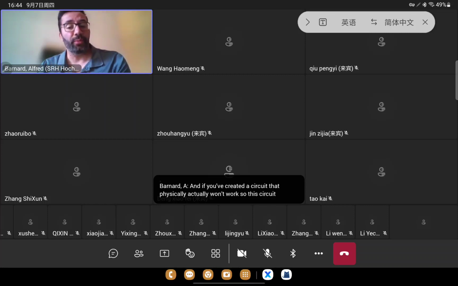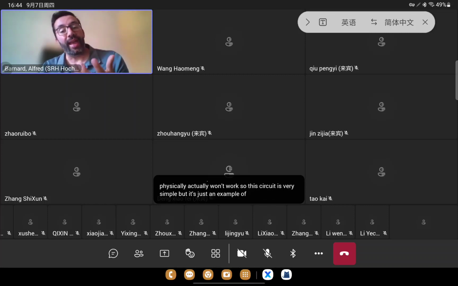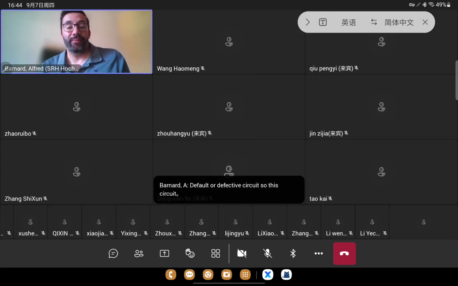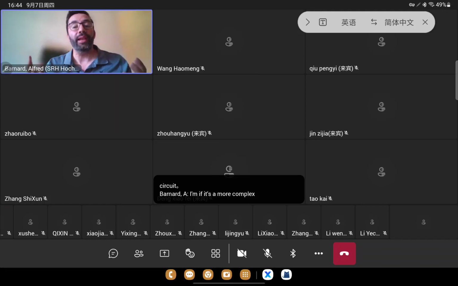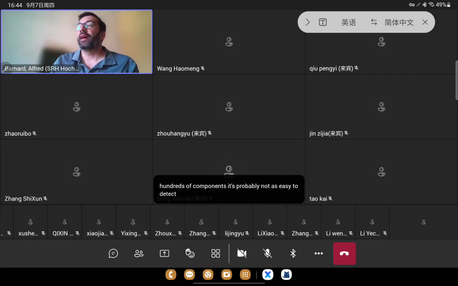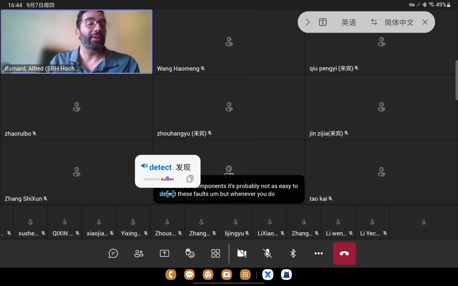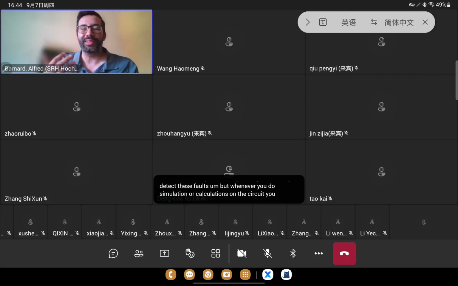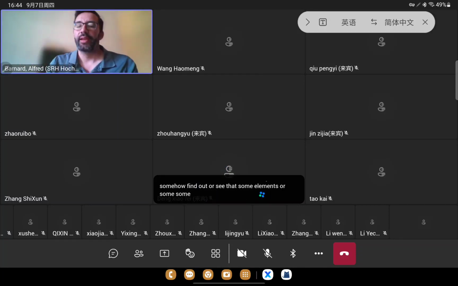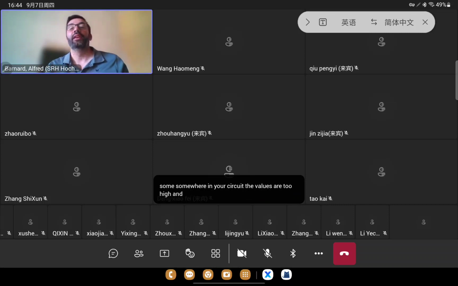So this circuit is very simple, but it's just an example of how you can accidentally create a faulty or defective circuit. If it's a more complex circuit with hundreds of components, it's probably not as easy to detect these faults. But whenever you do simulations or calculations on the circuit, you will somehow find out or see that somewhere in your circuit the values are too high, and then simply you'll have to find it by yourself. Because quite often the program will not be able to show you where your problem is.